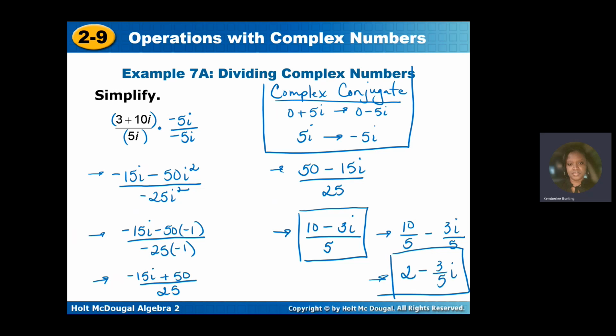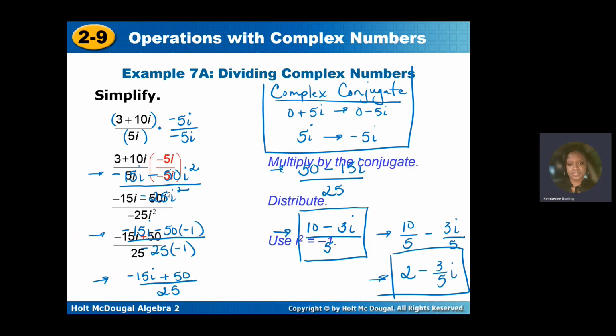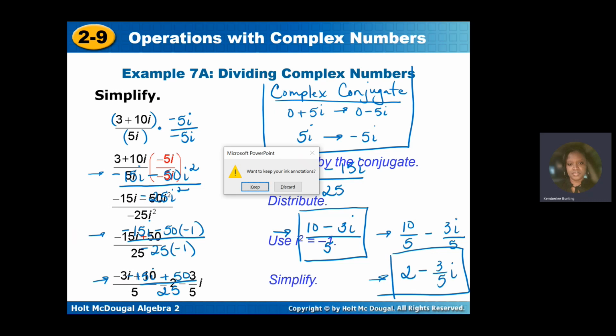All right, how we feeling? Dividing complex numbers ain't nothing but multiplying complex numbers. You just have to insert the complex conjugate. Let's do another one. I'm gonna take that off. Hold on, guys.